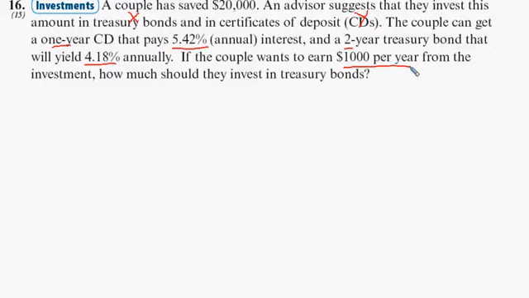So the first thing I want you to recognize is that X and Y represents the total amount of money that's going to be invested. So X plus Y equals 20,000. Total amount of money that they're going to invest. Notice that because we have two variables to solve for, we're going to need two equations.